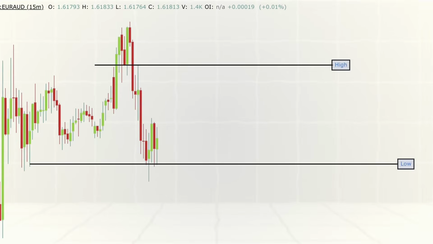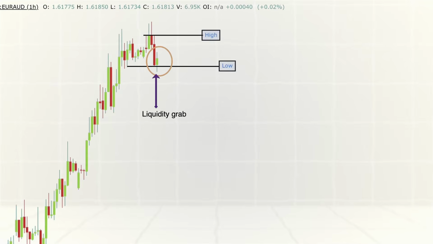On a lower time frame, such as the 15-minute chart, this same movement would look like a sudden downward spike, encouraging retail traders to sell into what appears to be a breakout. However, when applying CRT from the hourly perspective, we can interpret this as a deliberate liquidity grab rather than true bearish continuation.